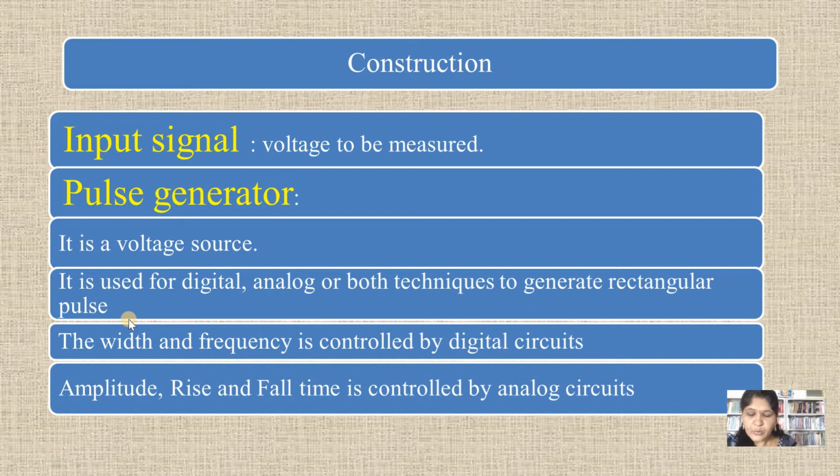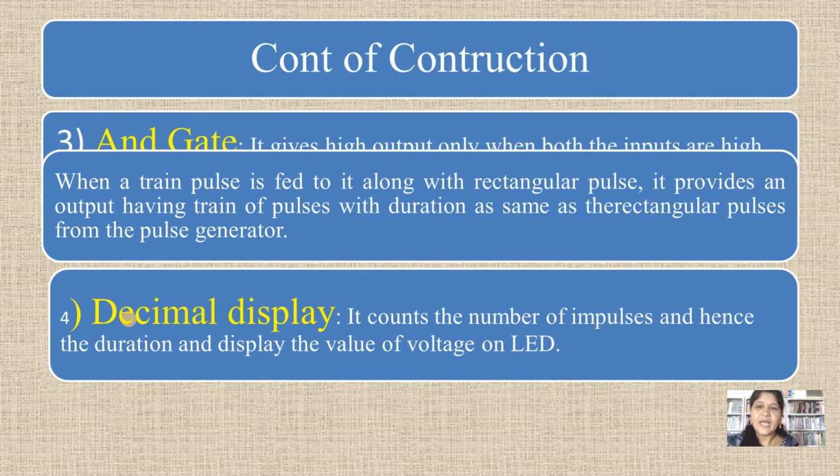And now the next component is the AND gate. The output of the AND gate will be high when both the inputs are high. Means when both the inputs are high, logic 1, the output will be a logic 1. Now here you can see that in the block.